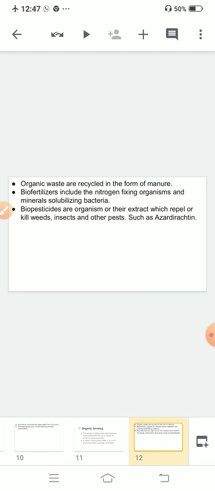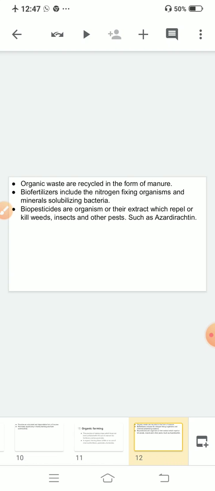I told you this thing. I think this point is clear to you. And our next point is organic waste is recycled in the form of manure. Yes, organic waste is easily recycled and we can use it in the form of manure.